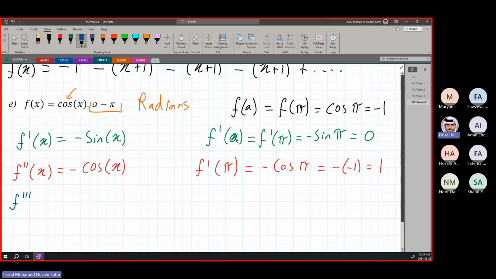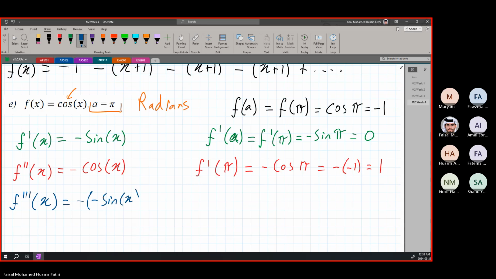f triple prime of x is equal to the derivative of minus cosine of x, so it becomes minus minus sine of x, which simply becomes plus sine of x. Okay, so f triple prime of pi is simply sine of pi, which is equal to 0.